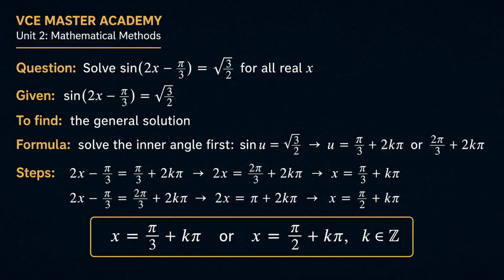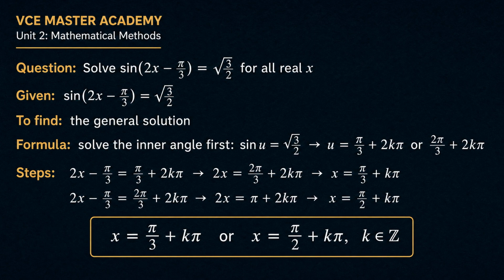Example 4. Now the angle is dressed up. Solve sine of 2x minus pi over 3 equals root 3 over 2. New rule. First solve the angle, then solve x. Treat the whole bracket as one thing. Call it u. Sine of u equals root 3 over 2. Find one angle, pi over 3. Copy the family. U equals pi over 3 plus 2k pi, or 2 pi over 3 plus 2k pi. Now, solve for x. First family. 2x minus pi over 3 equals pi over 3 plus 2k pi. Add pi over 3 to both sides.